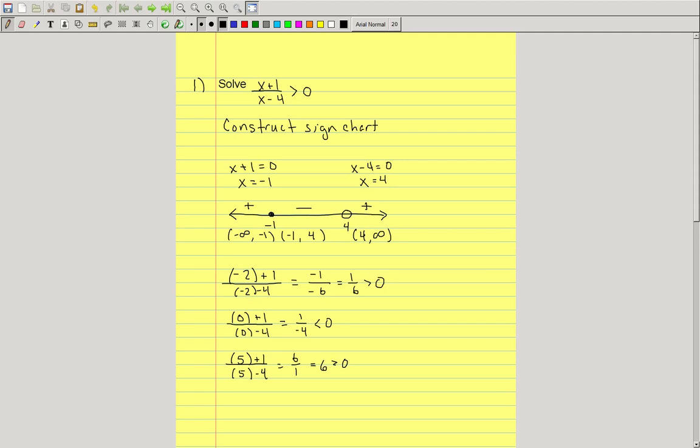Now, going back to our original expression, we want to know the values for which x plus 1 divided by x minus 4 are positive. So we look at our sign chart and we see that our plus signs lie in this interval and this interval. And we see that we want a strictly greater than, so we don't want to include when it's equal to 0, and that allows us to say that the answer to our question is the interval from negative infinity to negative 1 union 4 to infinity.